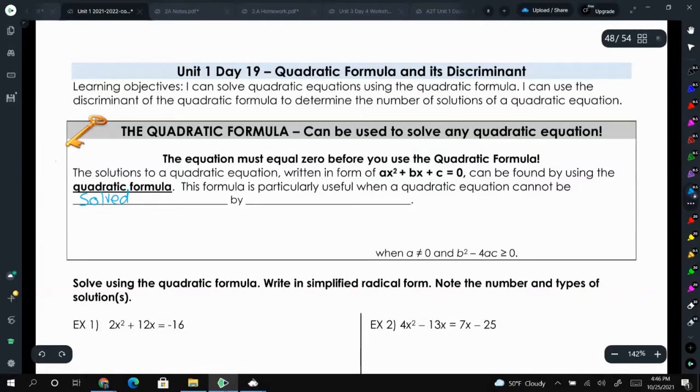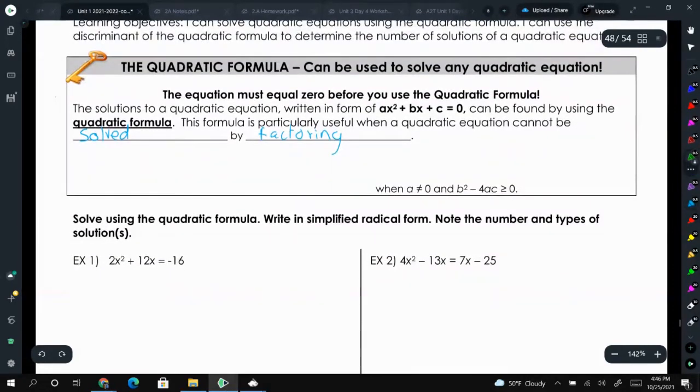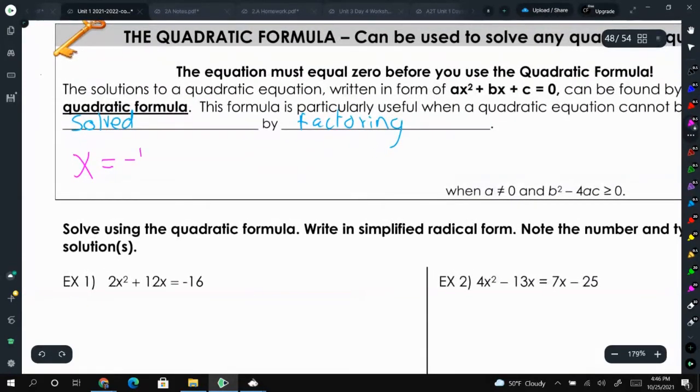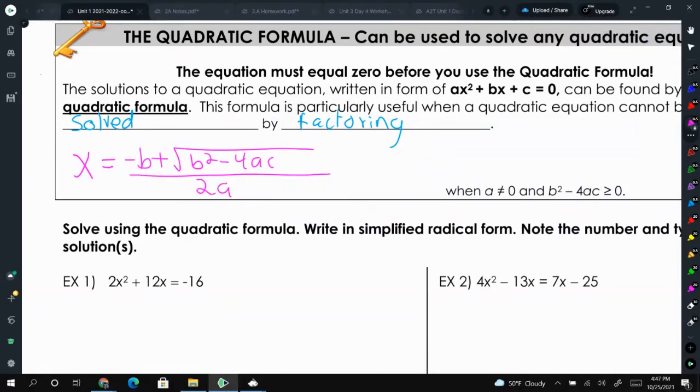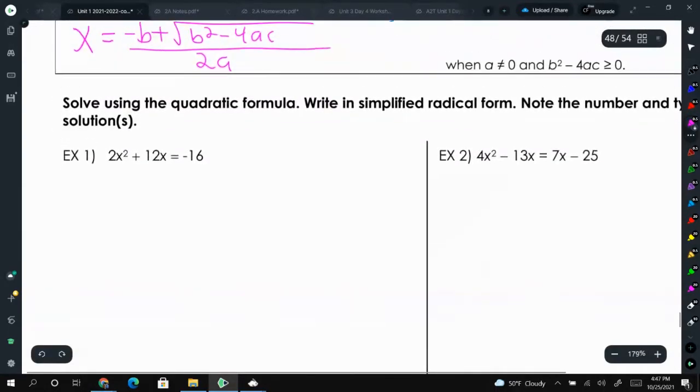And the quadratic formula, once I write it out, you're going to see exactly why we don't use it very often. So x equals negative b plus or minus the square root of b squared minus 4 times a times c all over 2a. So this looks incredibly ugly, and it's a lot of just plug and chug, but there's a lot of room for error. So let's look at the examples down here.